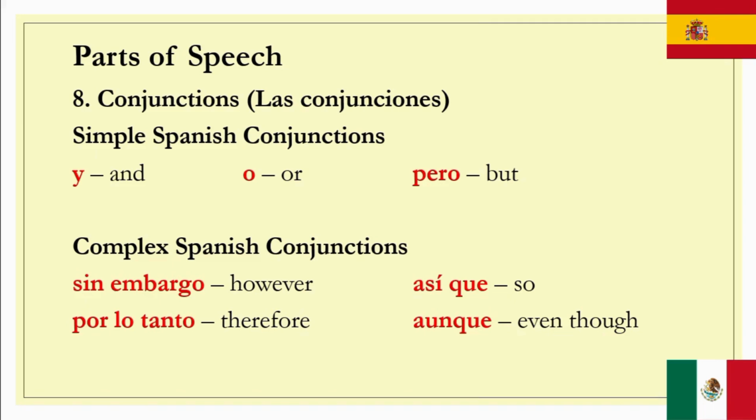For the complex Spanish conjunctions, we have sin embargo, however, sin embargo; por lo tanto, therefore, por lo tanto; así que, so; aunque, even though, aunque. So those are the common Spanish conjunctions that we will encounter in daily Spanish conversation.